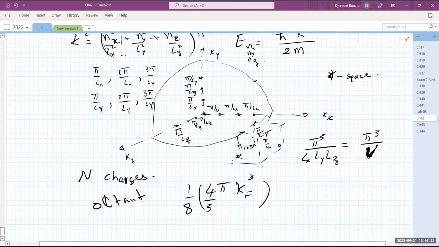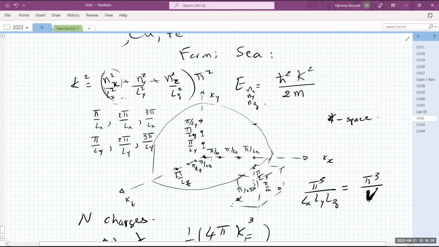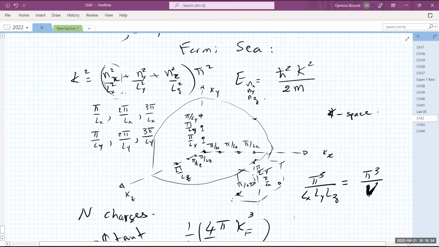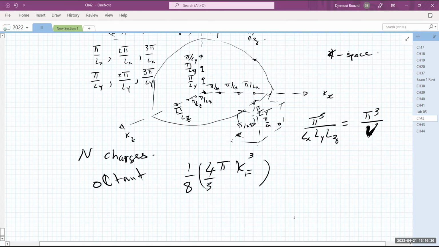Because nx, ny, and nz are 1, 2, 3, 4, 5, and so on and so forth, kx, ky, kz are only these numbers. So it's only in the first octant. That's why I have to take the 1/8. But I also have, because of the Pauli exclusion principle, the ability to put 2 electrons in a given state. So I can put 2 of them in here, not just 1, because I can have one spin up and one spin down.